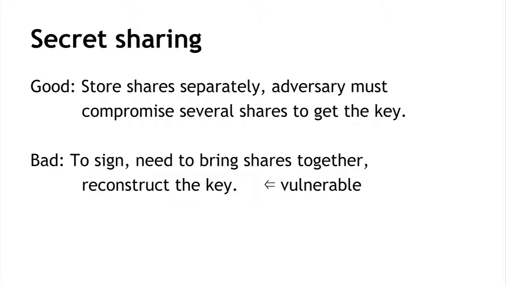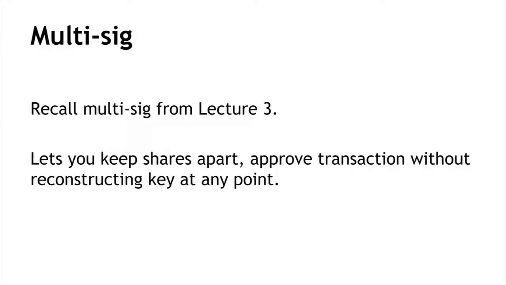So although this is useful, it's not a panacea, and there's something else that we'd like, which is the ability to generate separate shares and use those shares separately in order to sign. And that's what's behind the concept of multisig that we saw earlier in Lecture 3. So if you recall multisig in Lecture 3, it lets you keep the shares or the different pieces that need to sign a particular transaction apart, and to allow them to approve the transaction separately without needing to reassemble the key at any point.